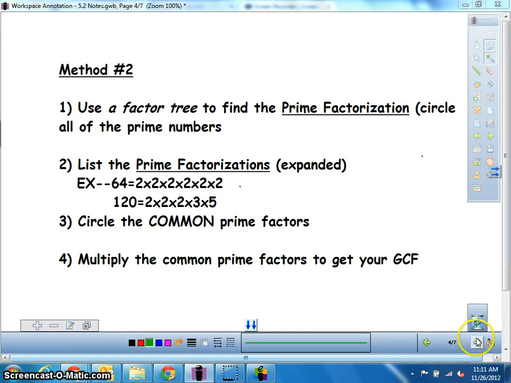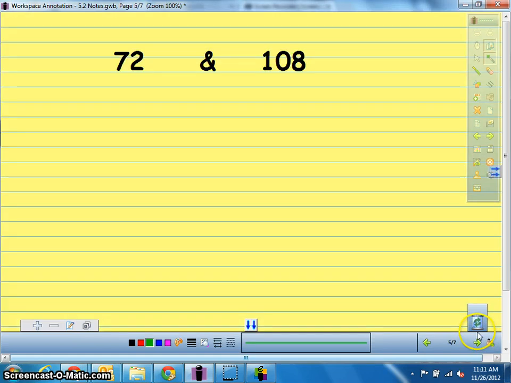So with that, let's try another one. That gets a little tricky here. So we've got 72 and 108. We can always do method 1, but we said that one, unless they're smaller numbers, it's easy to forget about a factor or 2 and make a mistake. So we're going to be practicing method 2, which is factor trees. So let's go ahead and figure out how we would break 72 down.